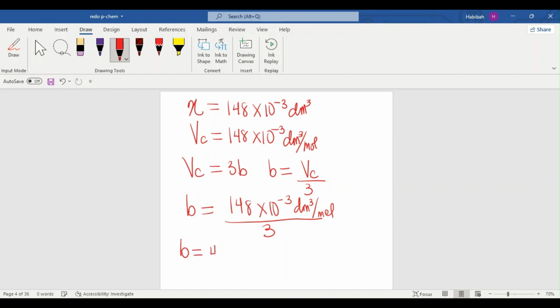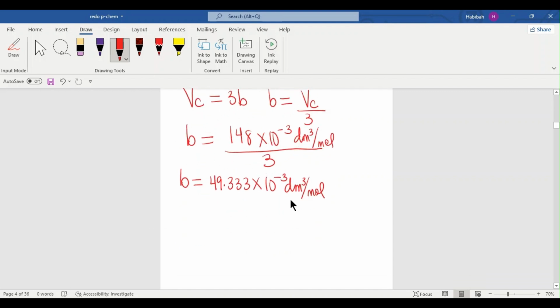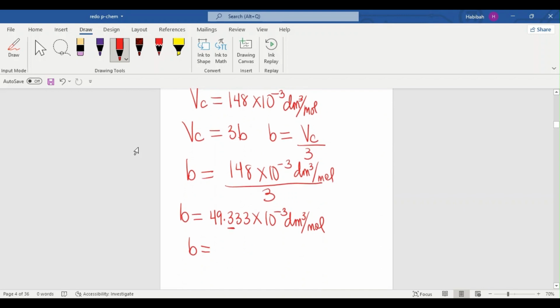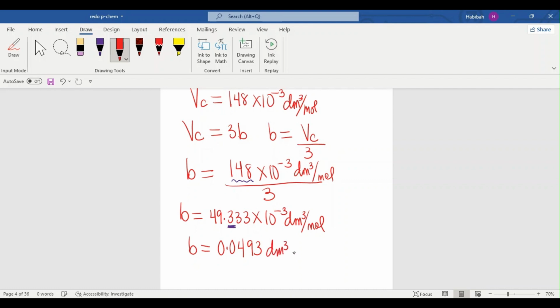B equals 49.333 times 10 to the power of negative 3 decimeter cubed per mole. Of course, I want to rewrite this in a way where it's easier. I also want to make sure it's in 3 significant figures because in chemistry, you have to look at the values you use to calculate and see the lowest number of significant figures. In this case, the main value we were given is 148, which is 3 sig figs. So we have to have our final answer in 3 sig figs. You end up with 0.0493, again 3 sig figs, decimeter cube per mole.